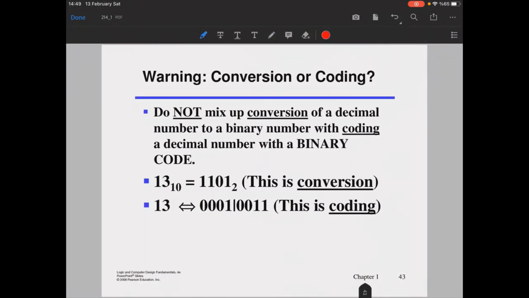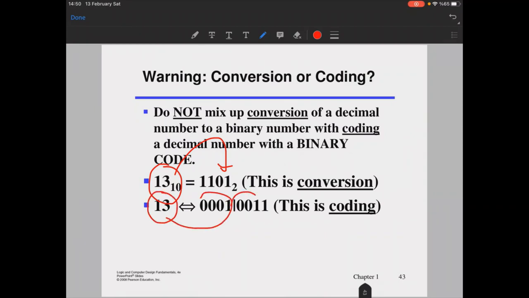Now, do not mix up conversion of a decimal number to a binary number with coding. What we did before is called conversion, but what we do here is called coding. You represent this digit as this one, and you represent this digit to be displayed on a monitor or screen or something. It is something different.